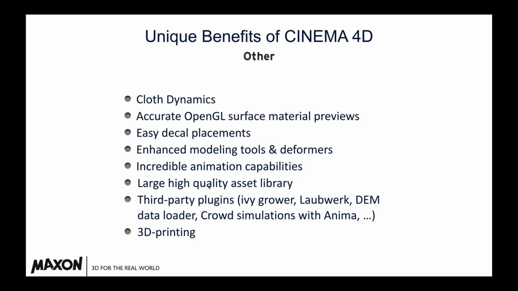We have thousands of high quality assets in our content library. Things like kitchen elements or trees, plants. You can find all of that inside of Cinema 4D, and the library is extended each and every year with high quality, very good looking assets that you can use for interior and exterior rendering. There are a lot of third-party plugins available for Cinema 4D as well. I already mentioned Ivy Grower, so that's something that I very often use in my architectural renderings. Laubwerk for huge amounts of tree presets.